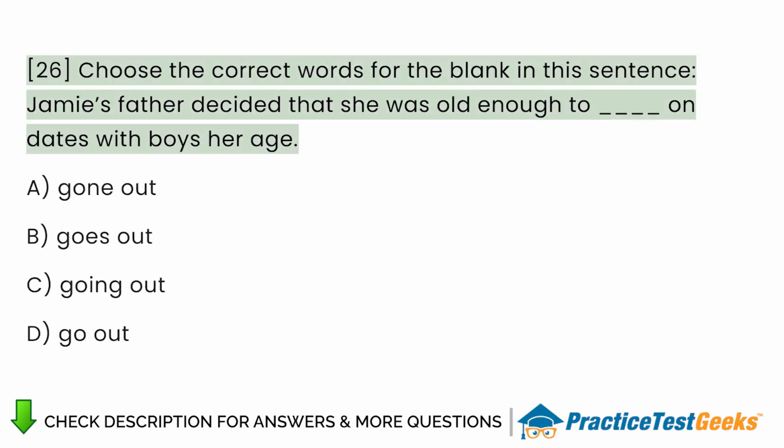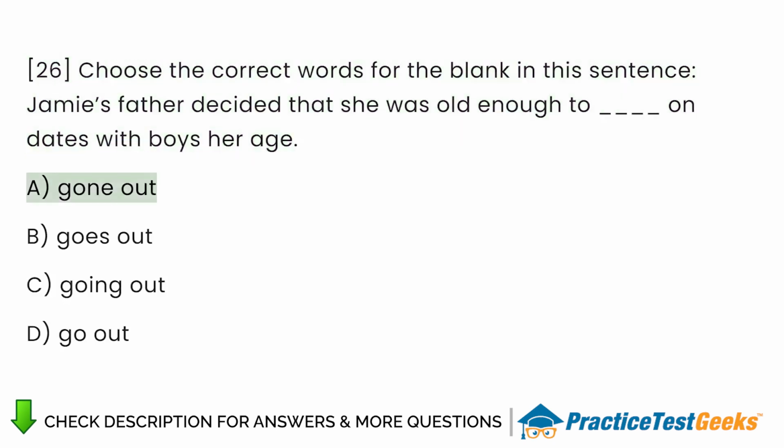Choose the correct words for the blank in this sentence. Jamie's father decided that she was old enough to go on dates with boys her age. A. Gone out. B. Goes out. C. Going out. D. Go out.